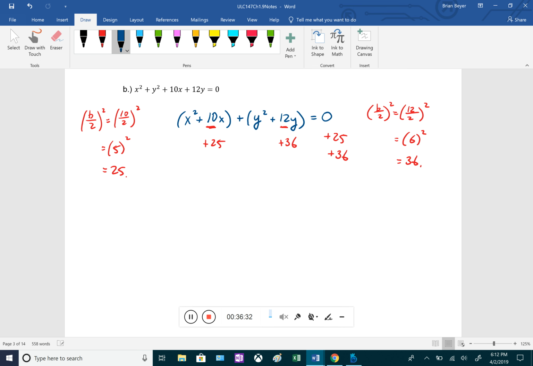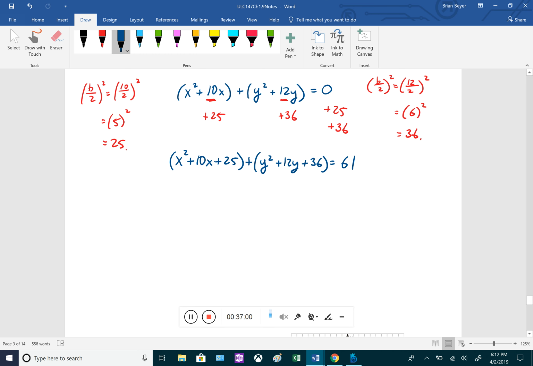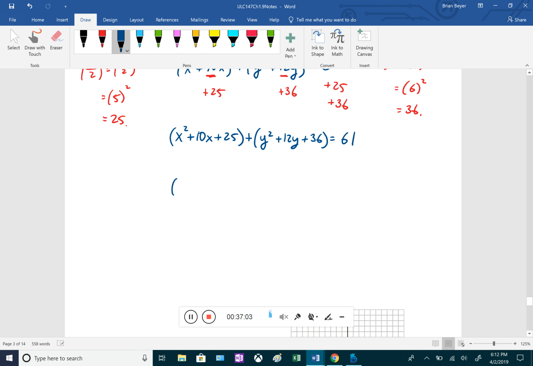And we can rewrite it. You could skip to the answer here if you're comfortable with that shortcut, knowing that b over 2 value to help you do the shortcut. I'm just going to rewrite this as x squared plus 10x plus 25 plus y squared plus 12y plus 36 equals 25 plus 36 is 61. And for the last step, we can just factor those. This is going to be x plus 5 squared plus y plus 6 squared equals 61.